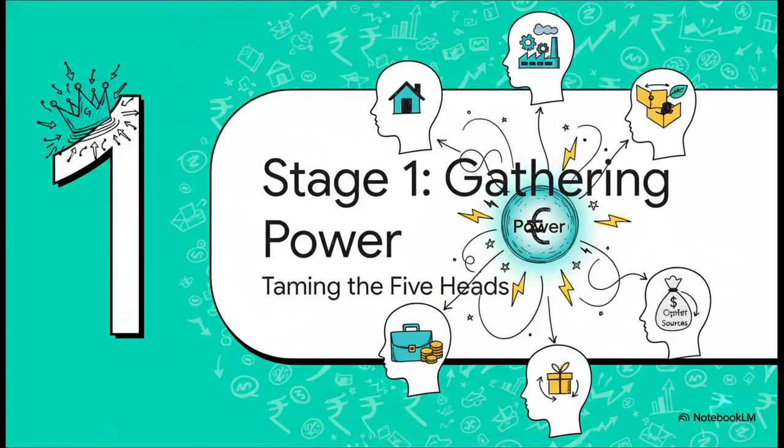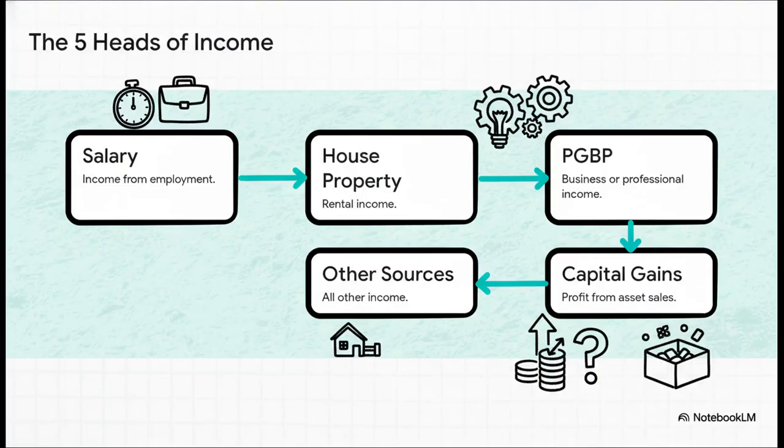So, our adventure kicks off with Stage 1, gathering our power. Now, in the tax world, power means income, and according to the law, it comes from 5 mighty sources, known as the 5 heads of income. Our first job is to tame every single one of them to figure out our total financial strength for the year.